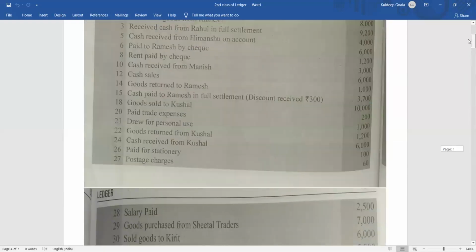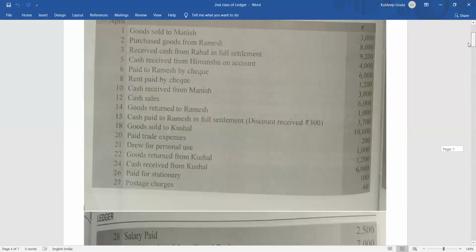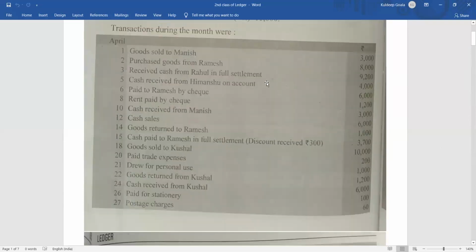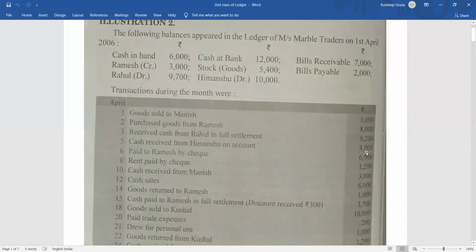I'm going a little slow so that you can easily understand. Then, cash received from Himanshu on account. On account means out of the amount due, he is going to give only 4,000 now. Remaining he will give later on. So there's no discount here. On account will never result in a discount. Full settlement will result in a discount.